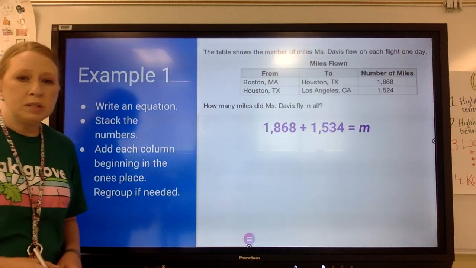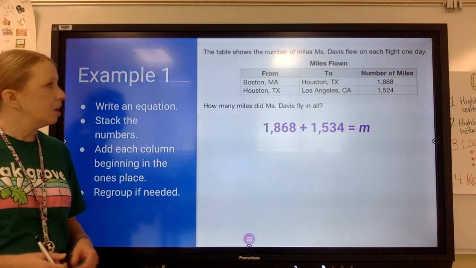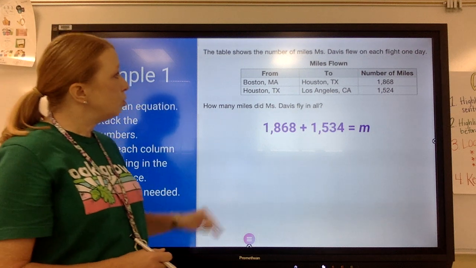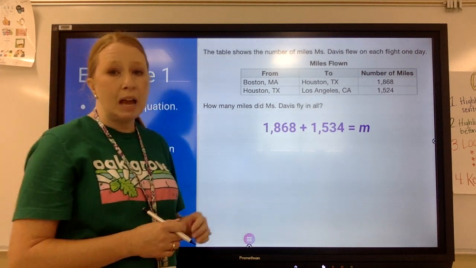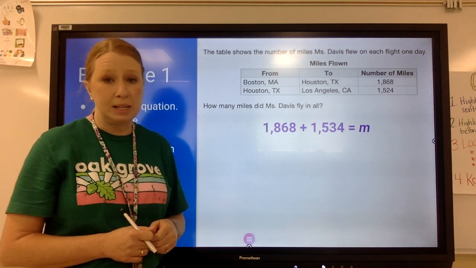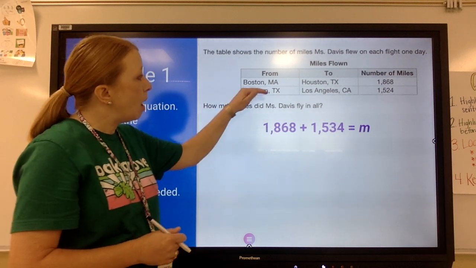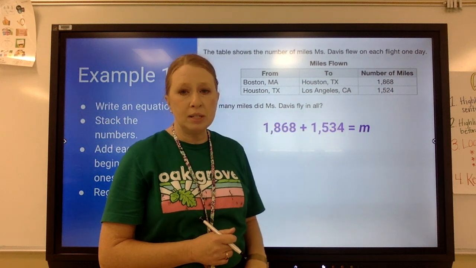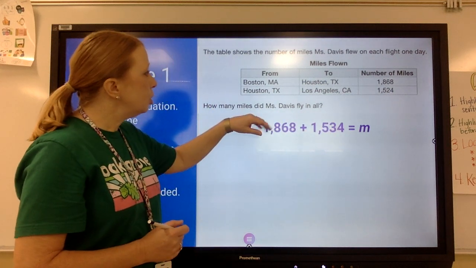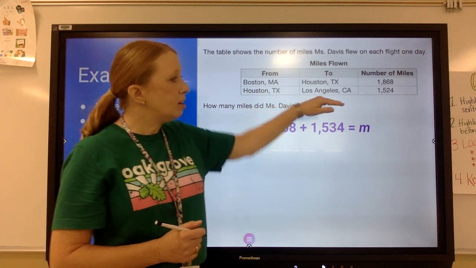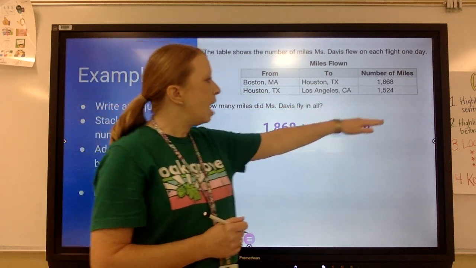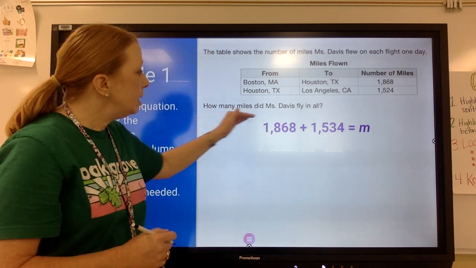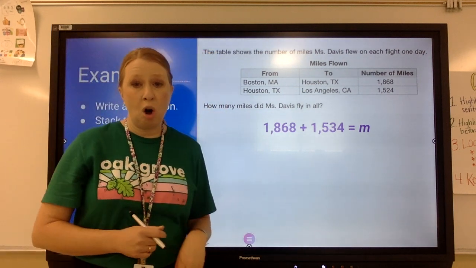Now here's what we're going to do. I want to show you an example. Okay, so let's look over here at our problem first. This table shows the number of miles that Miss Davis flew on each flight one day. So she went from Boston to Houston, and that was 1,868 miles. Then she went from Houston to Los Angeles, California. That journey was 1,524 miles. How many miles did Miss Davis fly in all?